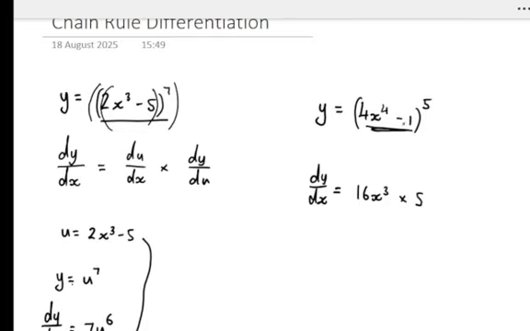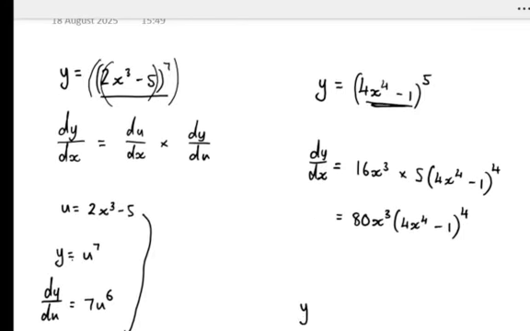So if we just ignore this bracket and just consider it as bringing down the power and reducing the power by 1, then it becomes 4x to the 4 minus 1 to the power of 4. And we'll tidy that up to give you 80x cubed, 4x to the 4 minus 1 to the power of 4. We'll do that one more time. We'll say y is equal to 2x to the 5 minus 9 to the power of 11.